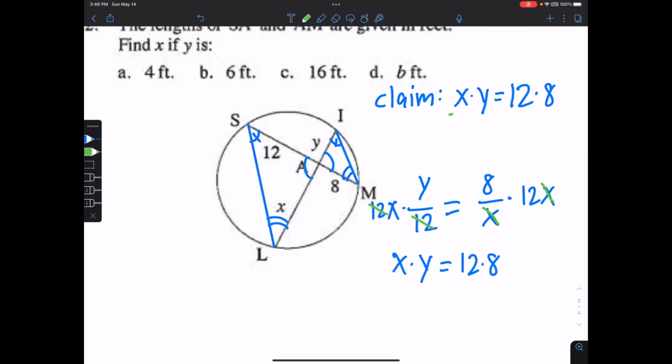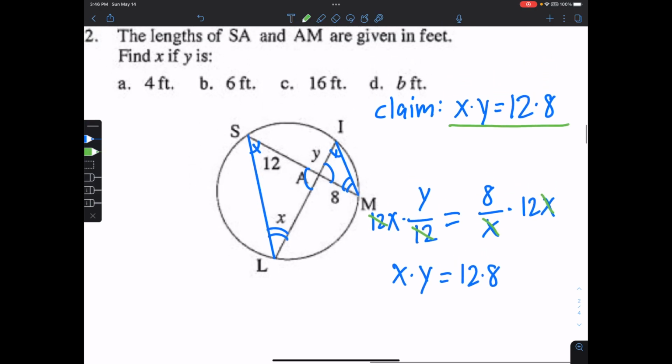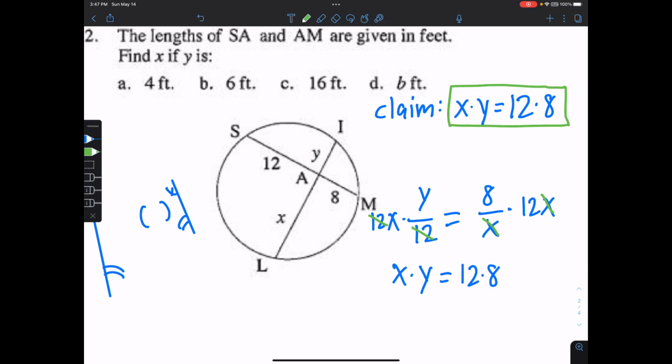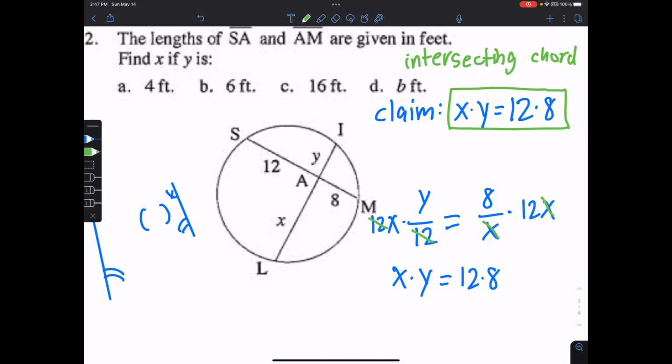Now, this is just a shortcut, right? You know that since these are chords, this formula right here will always work. It will always work. It's called the intersecting chord theorem, right? And those are big words, so I'm just going to delete it, but just remember that this times this on the same line is equal to this times that on the other same line, right?